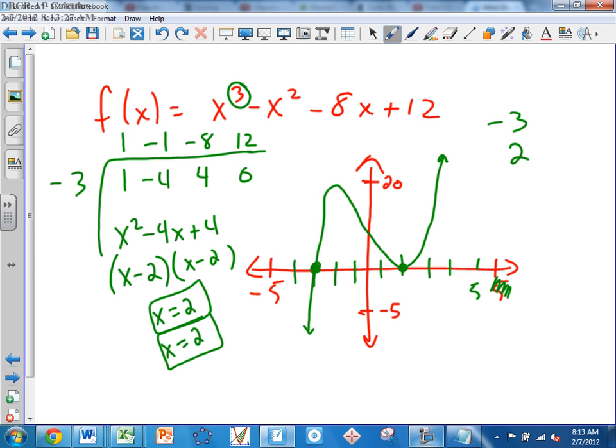So what do you notice? What happens? It's a repeated root. Again, negative 3 is one of my roots that I plugged in, and the other roots are both 2s. Okay, so here's the negative 3, here's the 2.